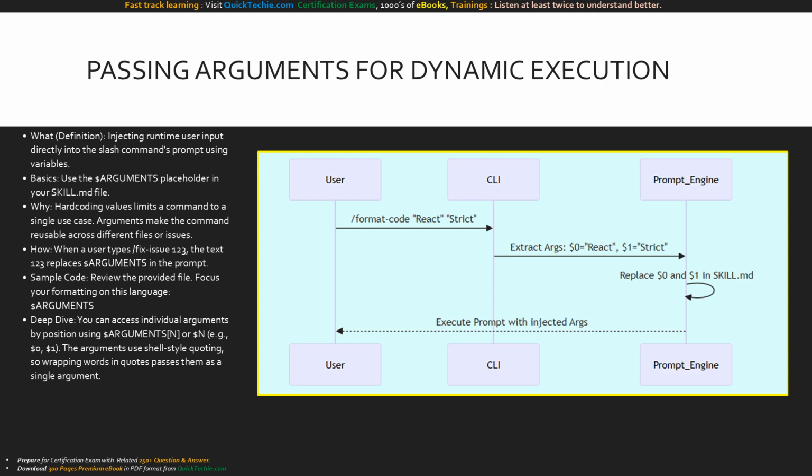This sequence diagram maps the argument injection process. The user executes the command /format-code followed by two quoted strings. The CLI extracts these arguments as index 0 and index 1. The prompt engine intercepts the payload, replaces the $0 and $1 placeholders inside your skill.md file with the user's strings, and finally executes the dynamically tailored prompt.